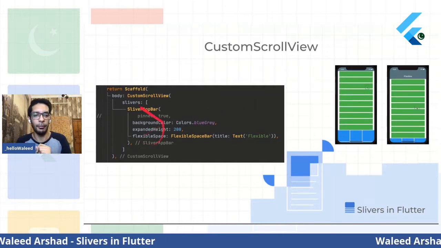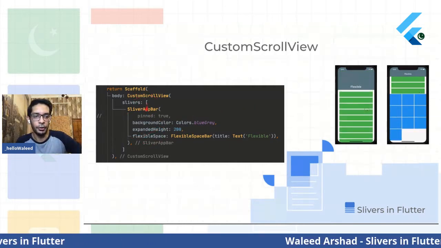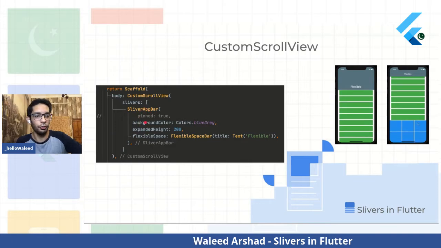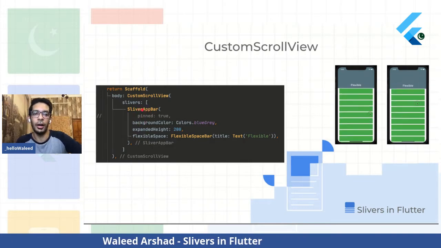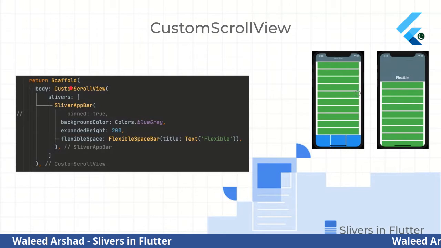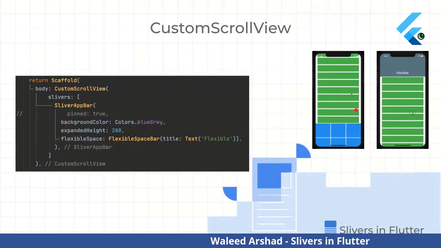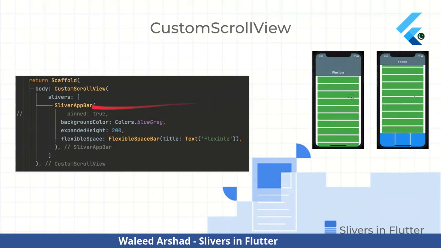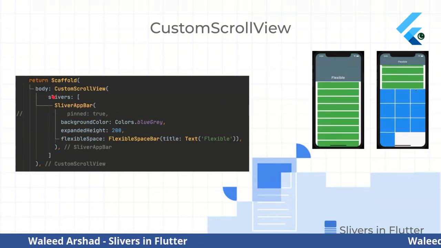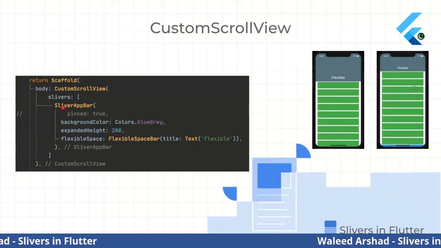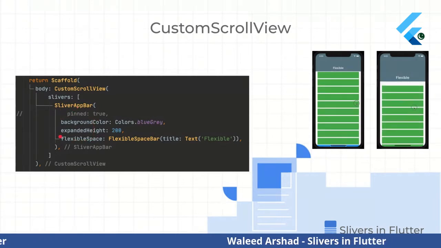Okay, so here is an example of a custom scroll view using a sliver app bar. You see, you don't put a normal app bar in a custom scroll view. If you put a normal app bar, it won't populate. You see, these are the slivers, right? So you need to have all sliver-type widgets.